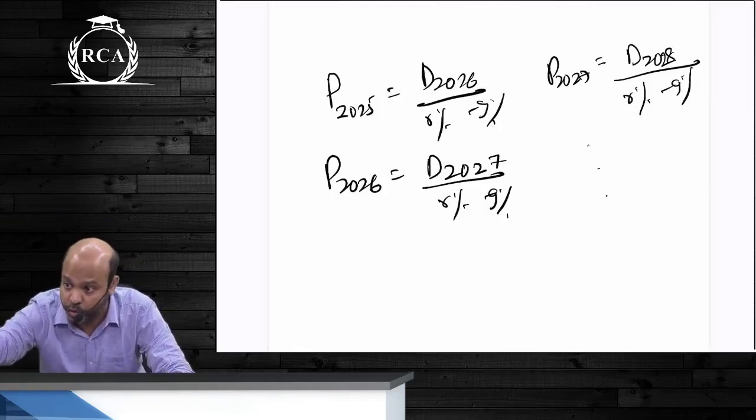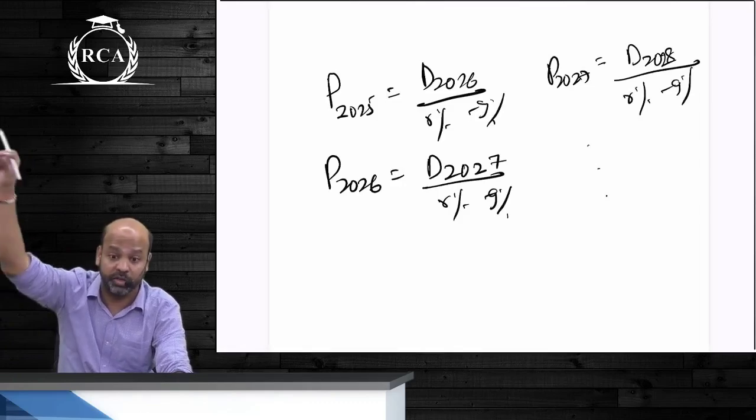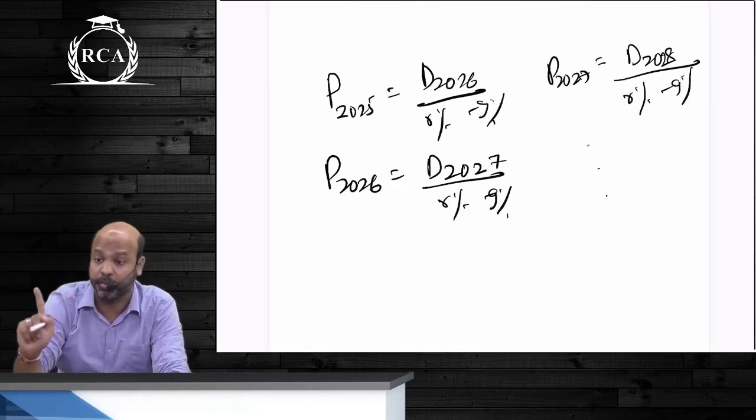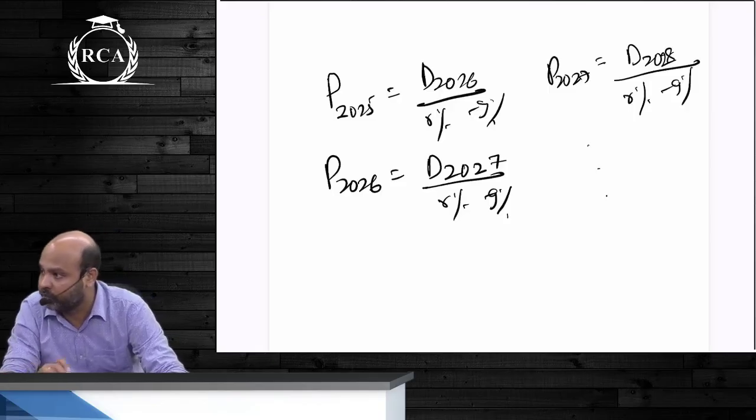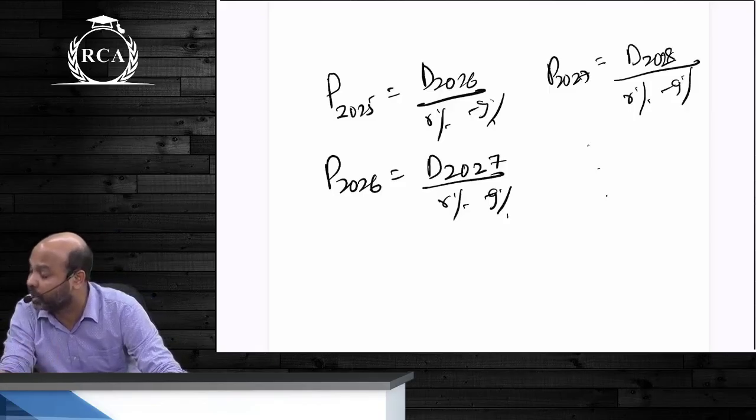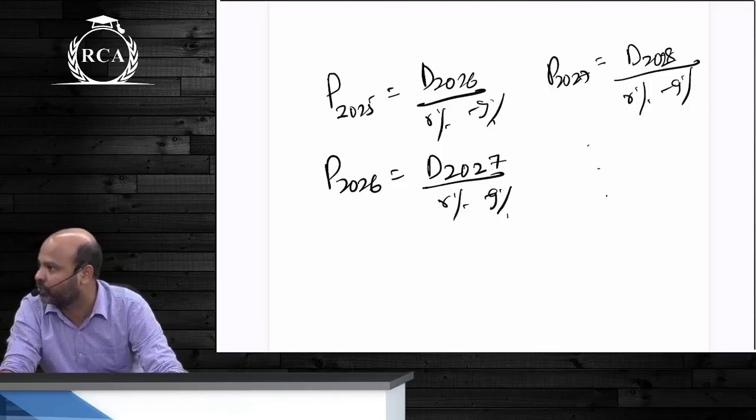This is why you should know that the formula is based on geometric progression, and geometric progression says the ratio should remain constant. If the ratio is not constant, you can never apply that formula of CF1 by R% minus G%.